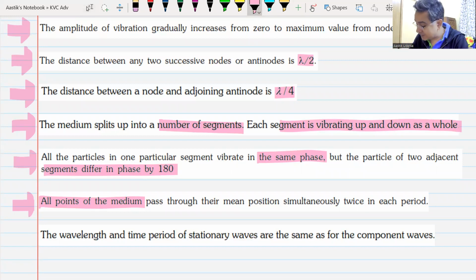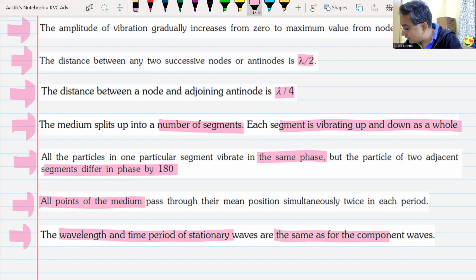The wavelength and the time period of the stationary wave are the same as those of the component waves. Very important point. Wavelength and time period of the stationary wave are the same as those of the component waves.